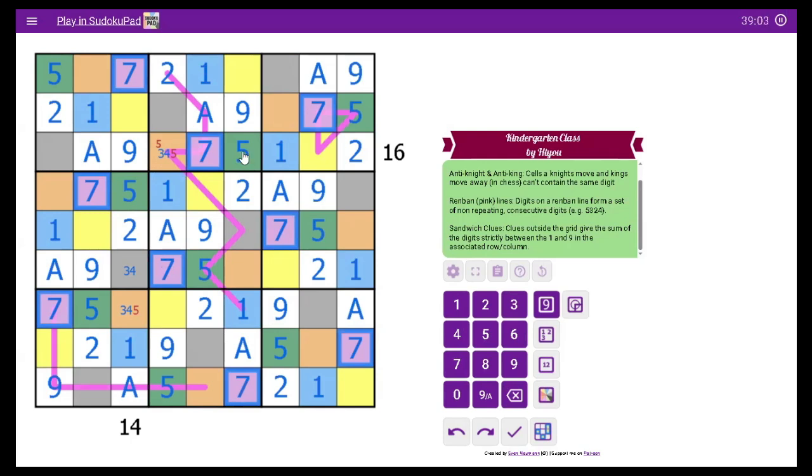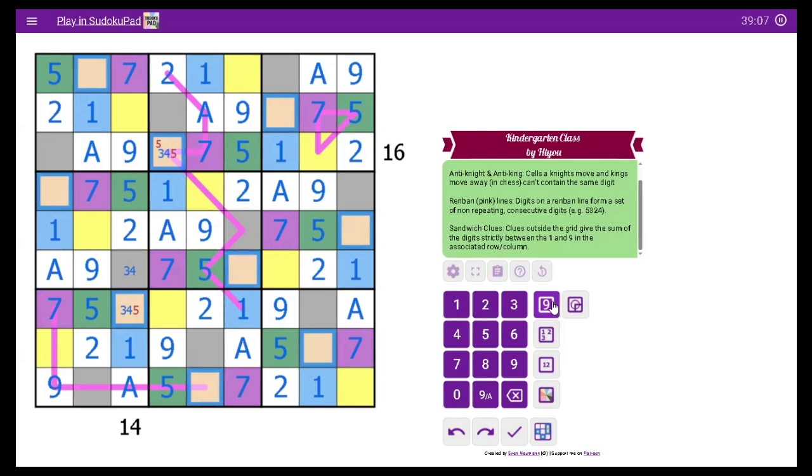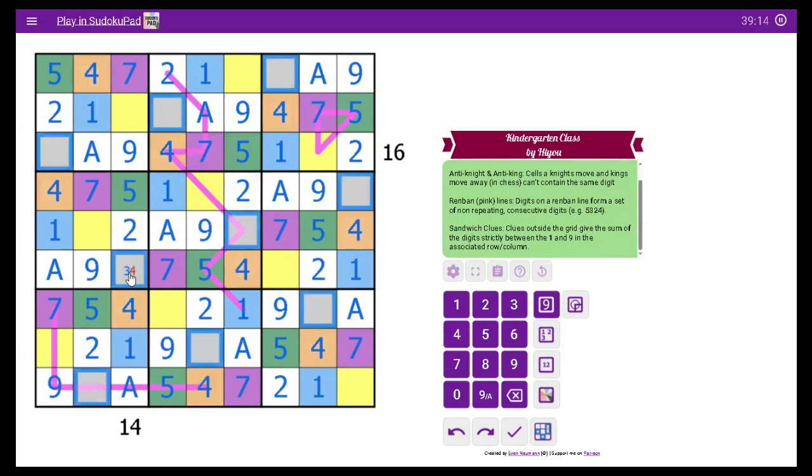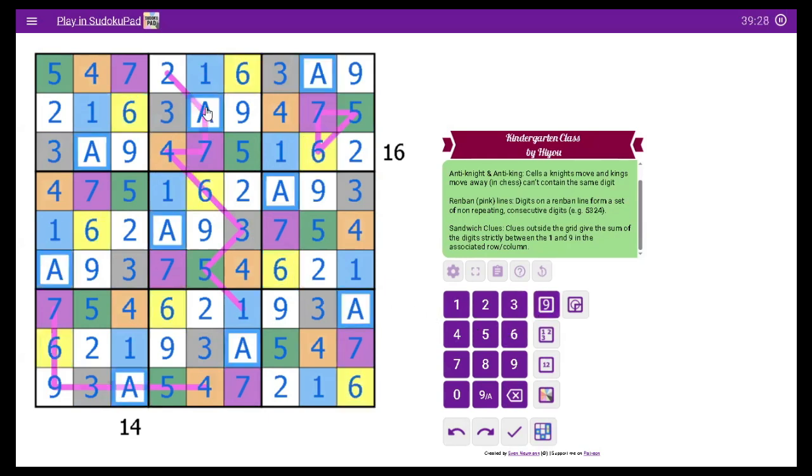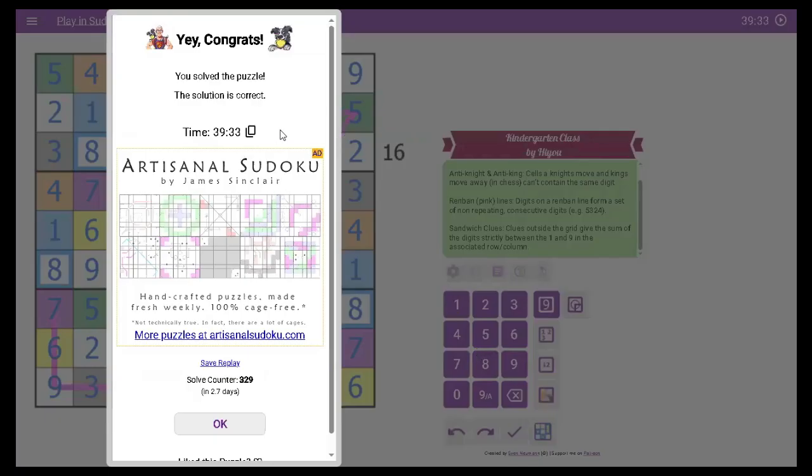Okay, so now orange is now 4 to give you the sum of 16. So now gray is 3. And now this needs to be 6 to make them all be consecutive. So yellow is now 6. And A is an 8. And that's going to do the puzzle.